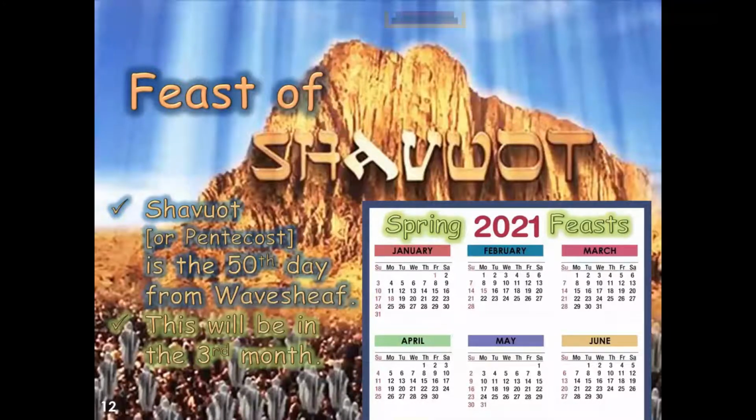So the 4th is the wave sheaf and day 1? Yes, that's the start of the first Day 1 of the Omer. That's the start of the first week, the first completed week. It's called the Omer count. It's the first day of the Omer count. We count 50 days of the Omer.